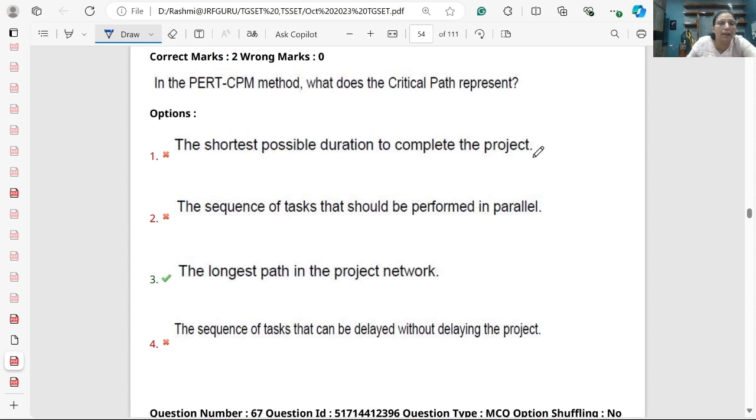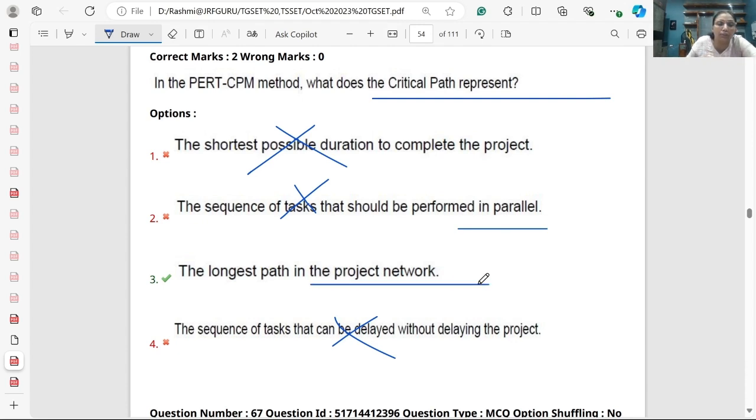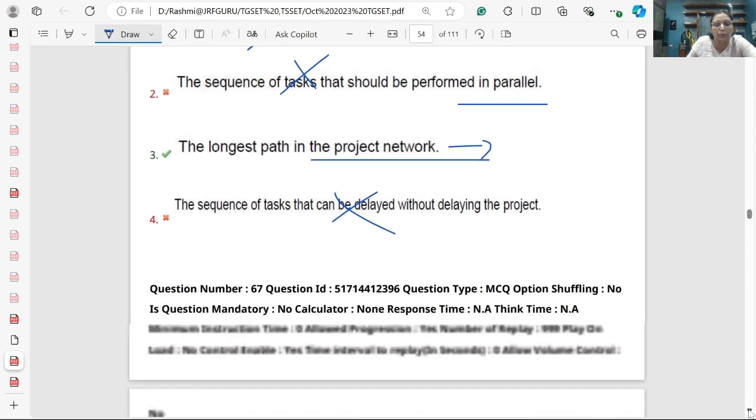In CPM, what does the critical path represent? The shortest possible duration? No. The longest possible duration. A sequence of tasks that should be performed in parallel? No. The critical path is relevant to the duration. It represents the longest path of the project work, the longest time that we require to complete the project work.